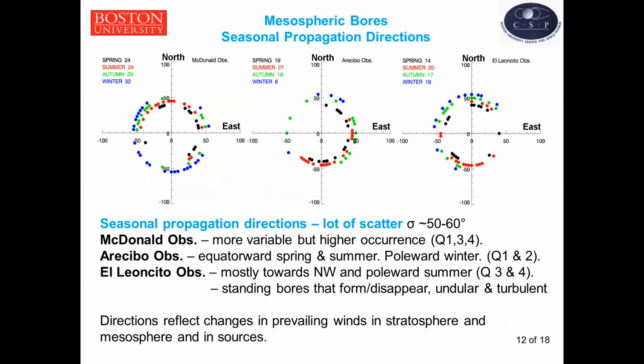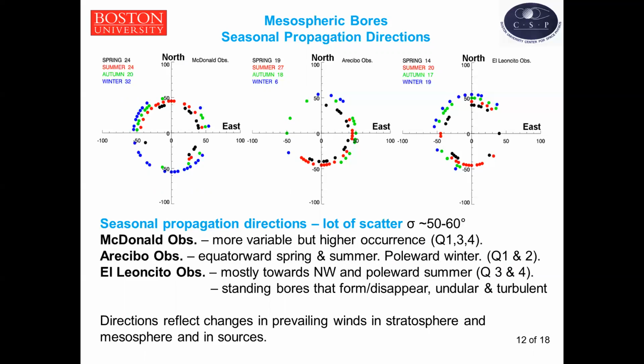Here are the directions of the bores from McDonald, Arecibo, and Ionosphere, and you can see that the McDonald Observatory directions are much more variable, but they have a higher recurrence. There's much more of them. There's about 100 bores there in 2015. Arecibo and Ionosphere had much more consistent directions.